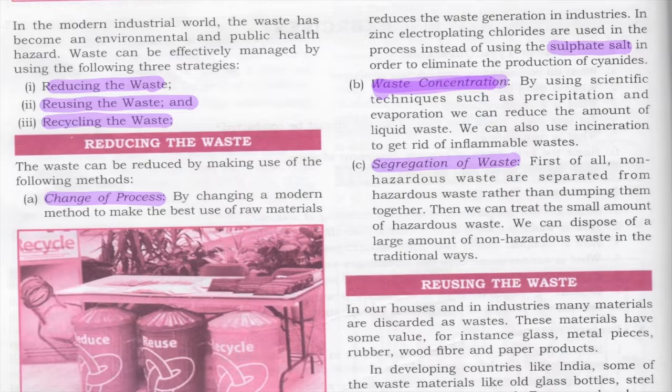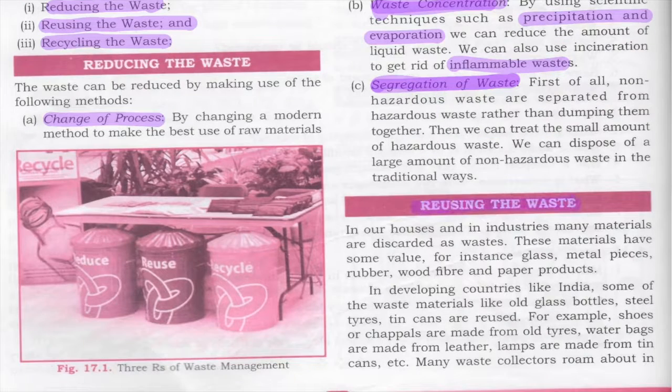By using scientific techniques like precipitation and evaporation, we can reduce the amount of liquid waste. And we can also use incineration to get rid of inflammable waste. Segregation of waste. Initially, non-hazardous waste is to be separated from hazardous waste rather than dumping them together. So, when we treat the small amount of hazardous waste, we can dispose of a large amount of non-hazardous waste in traditional ways. Reusing the waste.